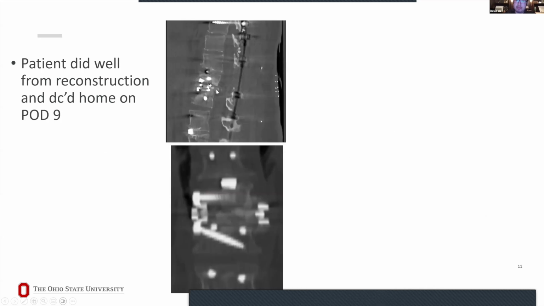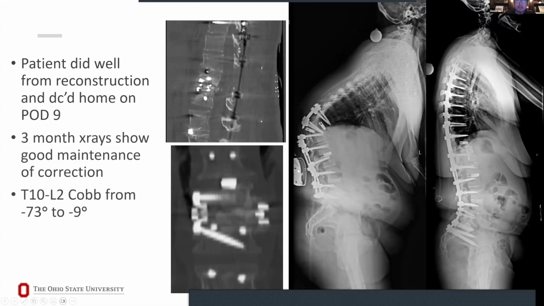And we were able to get a very, very generous, hyperlordotic cage in there, fill in the gap. Patient did great, went home. And then here's her 6-month follow-up x-rays. Looks great. I mean, she's doing very, very well.